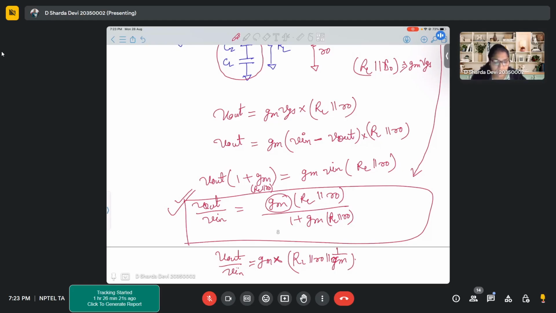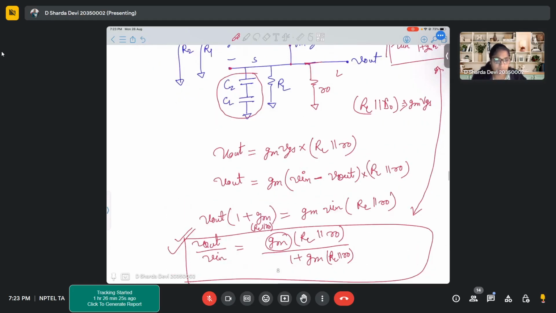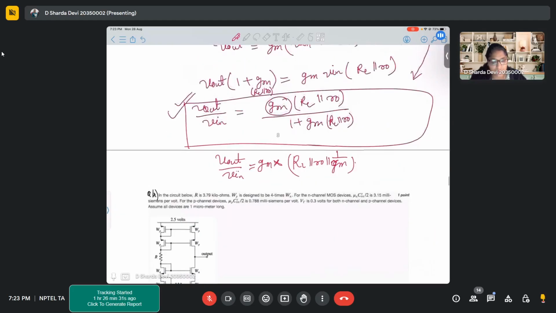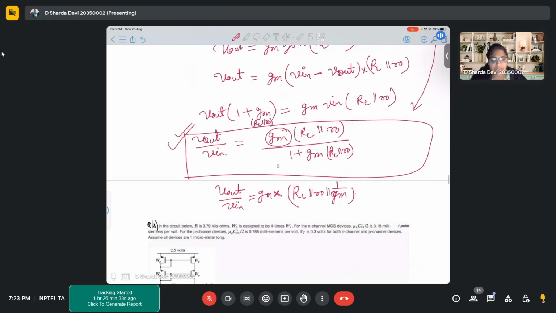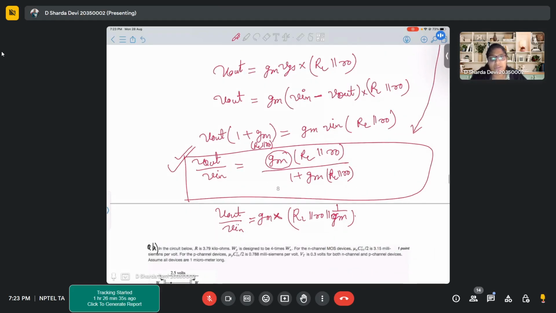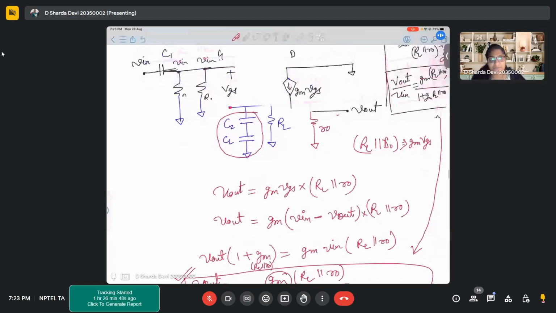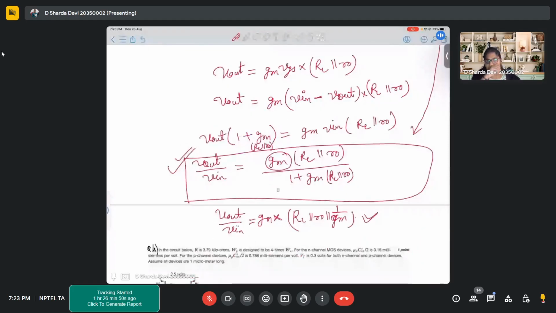So in that form, they have simplified it. Ultimately, from both ways, you will get the same expression. It is the same expression, just simplified for you to remember. From the source, how much resistance do you see? 1 by GM, then RL and R0. So simply for writing, this is the expression. But actually, when you calculate your transfer function, in that also you will get the same expression. So both are one and the same.